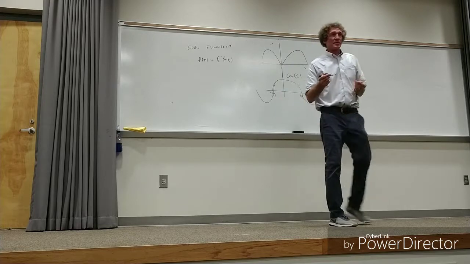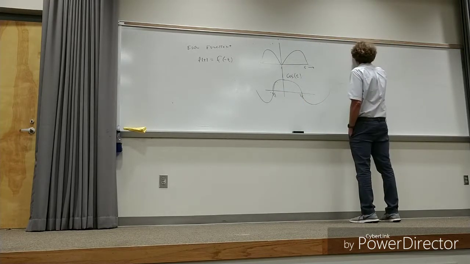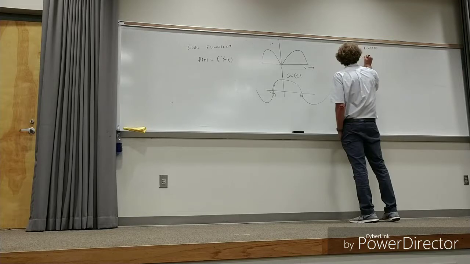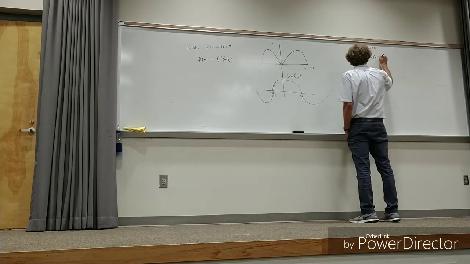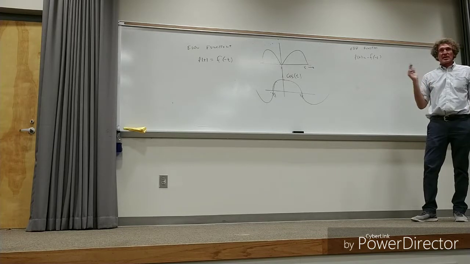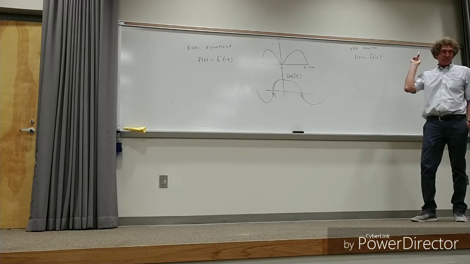Absolute value of t is an even function. But what's an odd function? Anyone? F of t equals negative f of negative t. Exactly. F of t is equal to minus f of minus t. It's something that has odd symmetry: as you take the value at f of t, the value at f of minus t would be that value only with a negative sign.